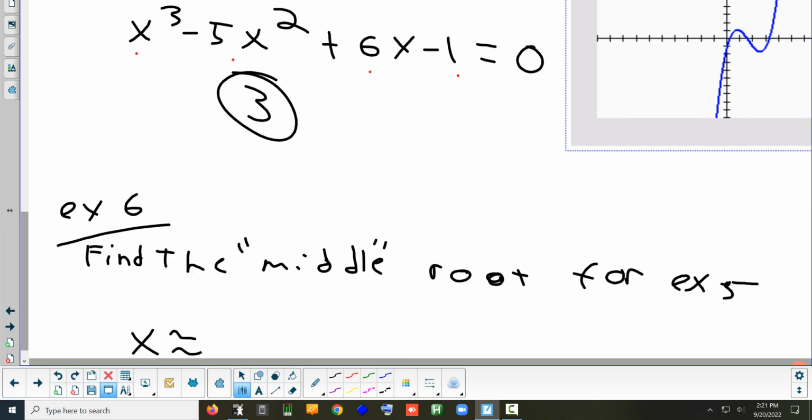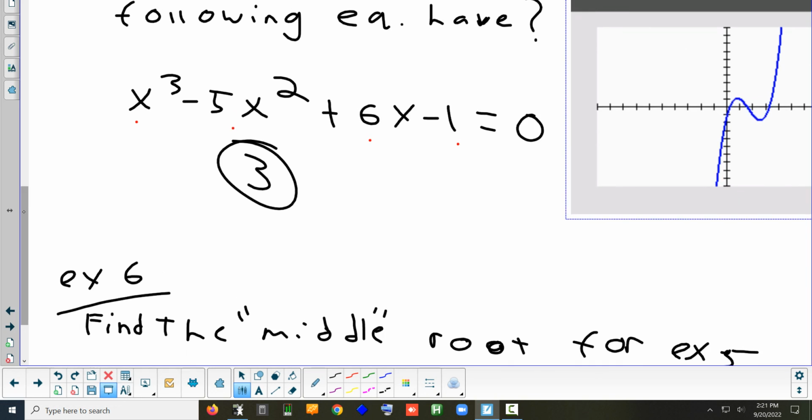Now, the last question says, find the one in the middle. So when they mean the one in the middle, they mean this one. Not the one that's on the left or the right, but the root that's right in the middle.